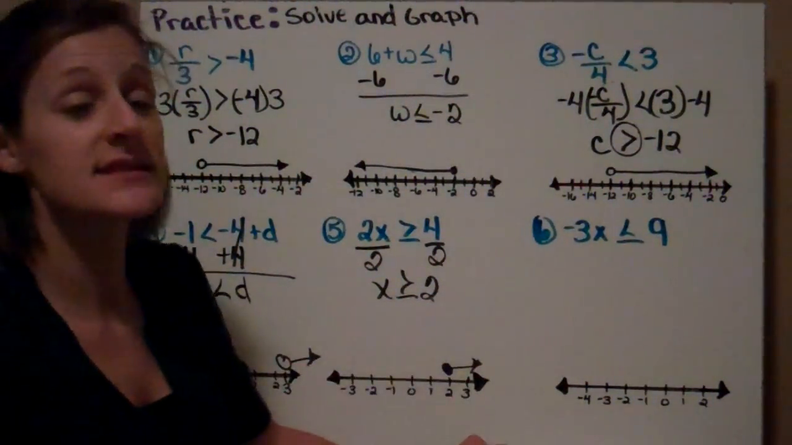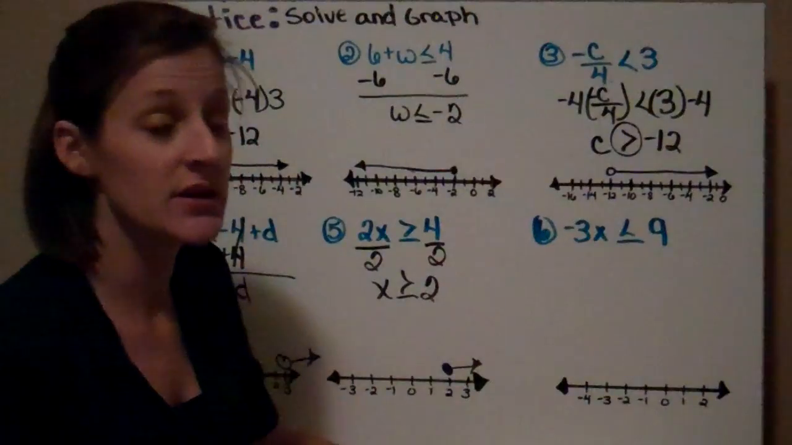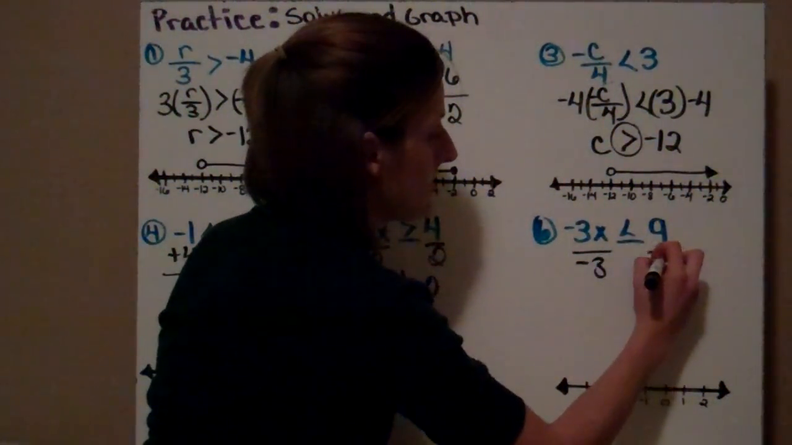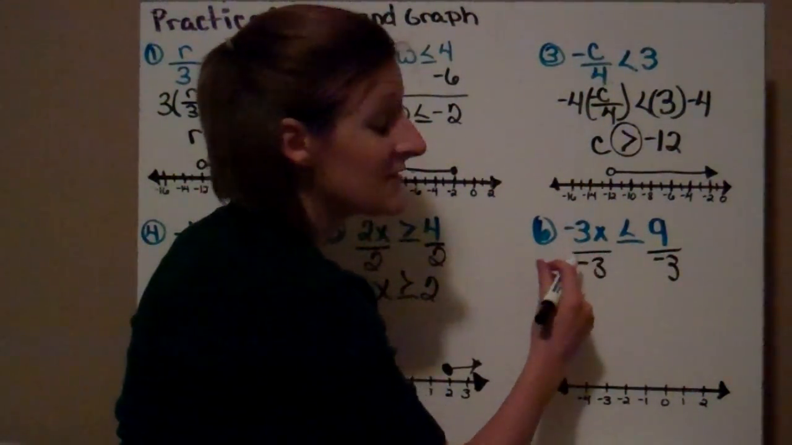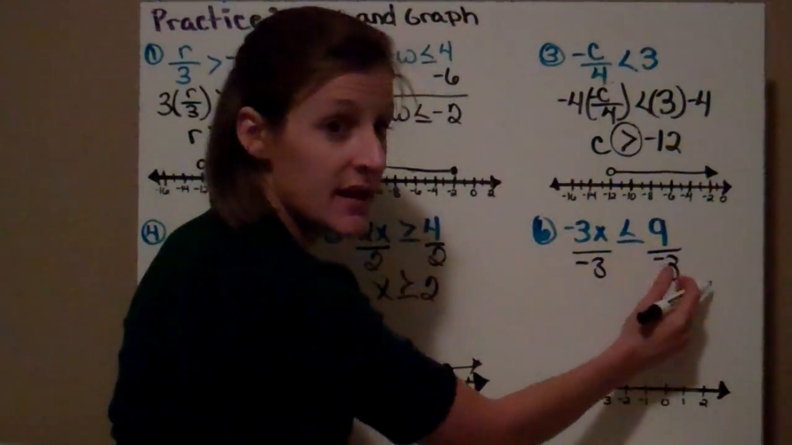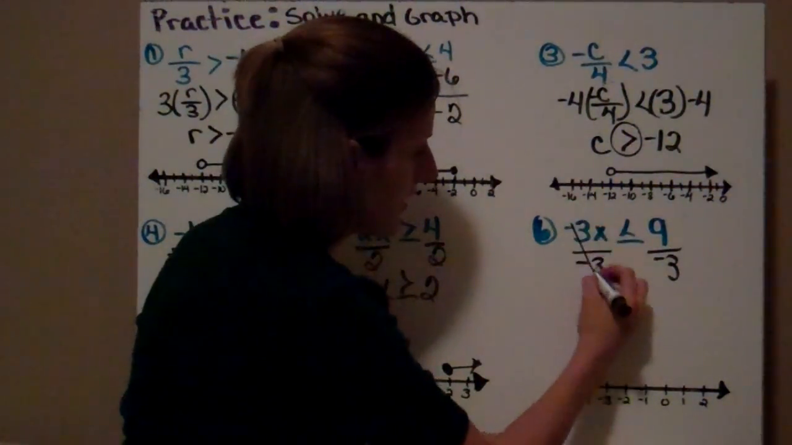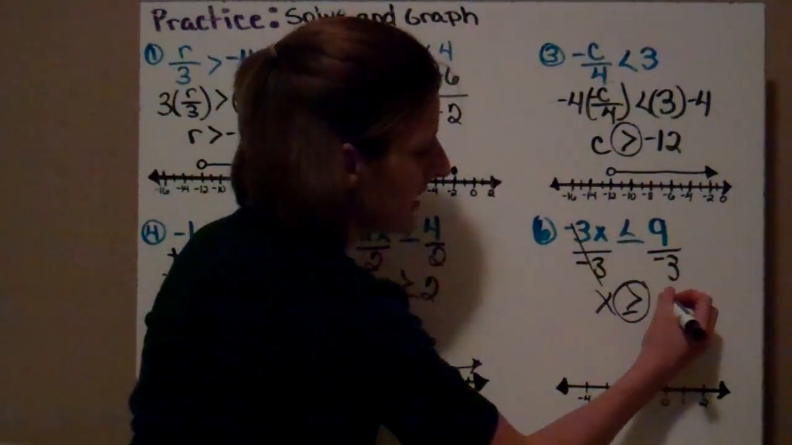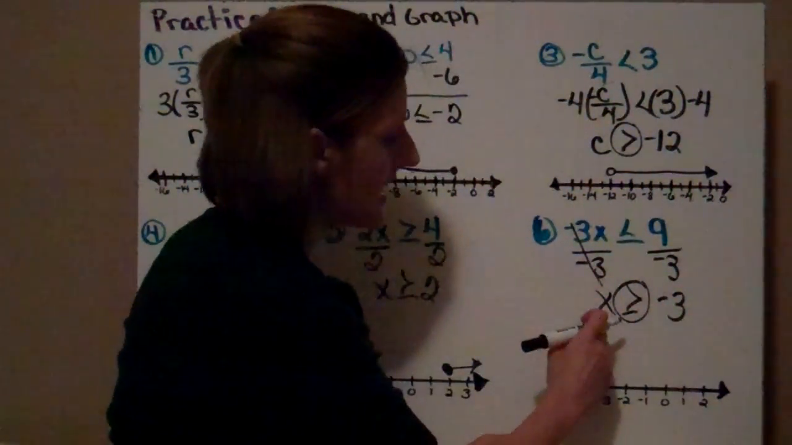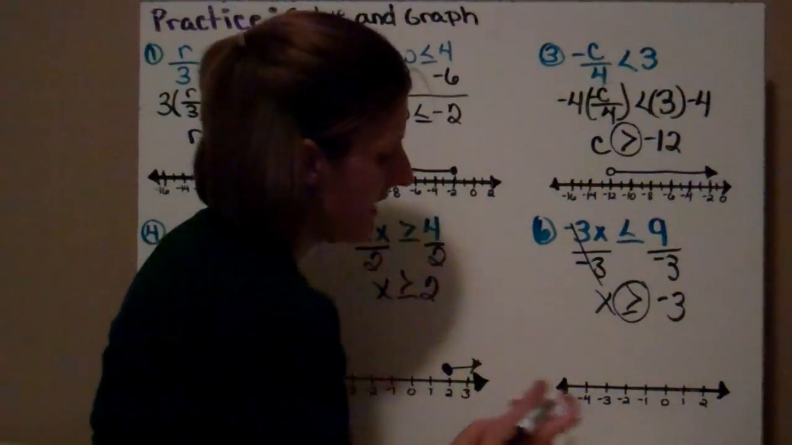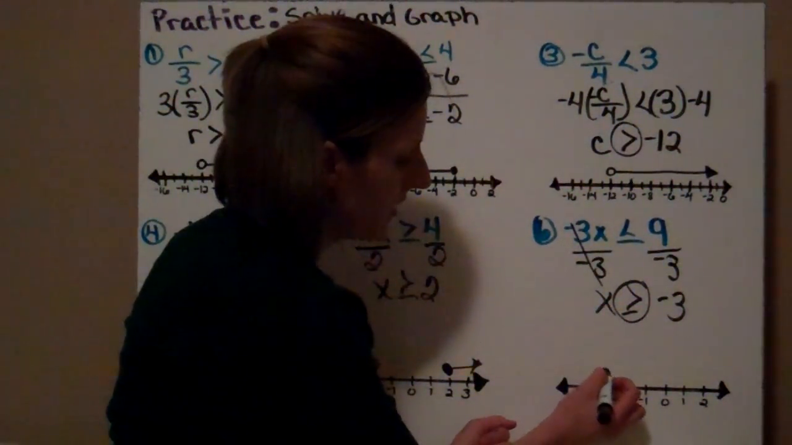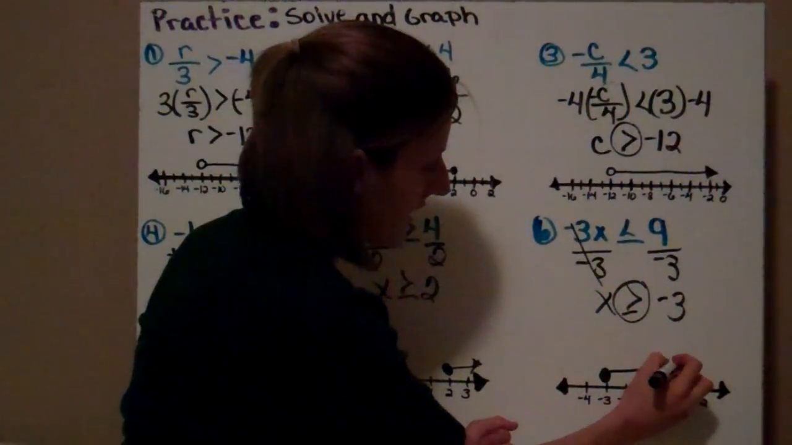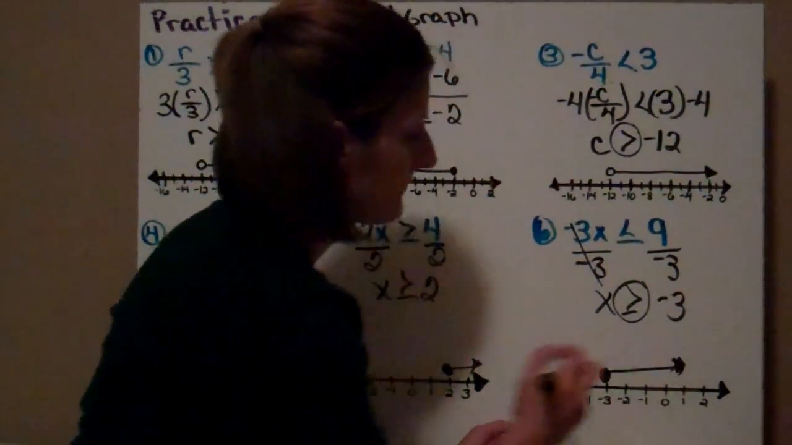Alright, number 6, negative 3x is less than or equal to 9. I'm going to divide this side by negative 3 and this side by negative 3. Notice I'm dividing each side by a negative number. This becomes x. Remember, I must flip my sign, and this is negative 3. So I've got x is greater than or equal to negative 3. That means a closed circle on negative 3. And since x is larger than negative 3, I'm going to draw my arrow to the right for my answer.